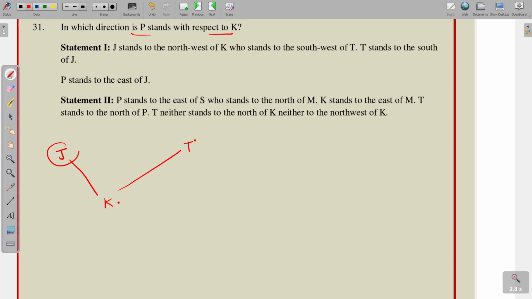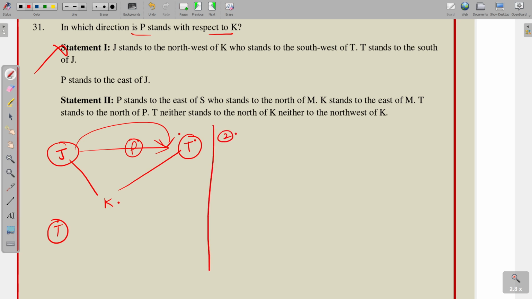So T is the south of J, he says. Then T should actually come here. So if it comes here, actually T is the east of J. So the first one does not answer. So here P stands to the east of J. And next, there is no P. Compared with J, P is the east of J. We don't know where we can place P. So the first one is data inadequate. The data is not sufficient.